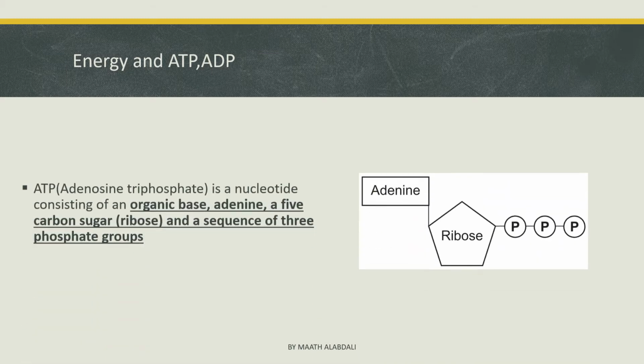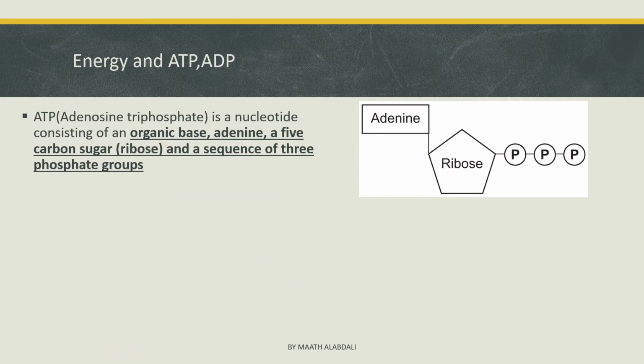So ATP, its full form of adenosine. It's the short form of adenosine triphosphate. It is a nucleotide, and it consists of an organic base, which is adenine. It has also a 5 carbon sugar, which is known as ribose, and 3 phosphate groups.